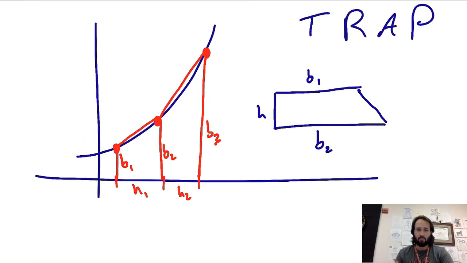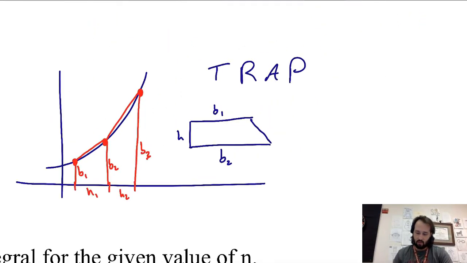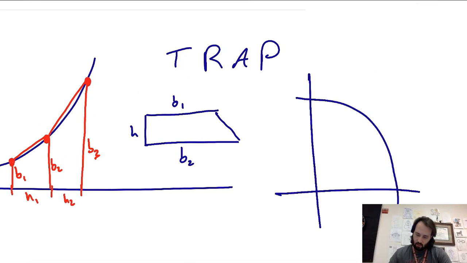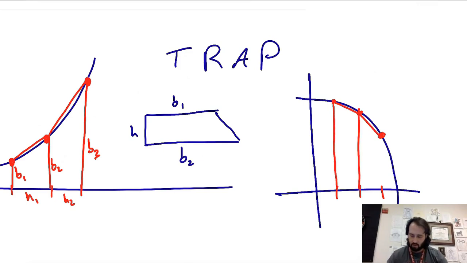For a concave up graph, it's going to be an overestimate. Concave down, it'll be an underestimate. So if I have a concave down graph, and I go there, there, and there, and I draw my trapezoid, it is barely under that curve, so this would be an under approximation for my trapezoidal approximation of the area.